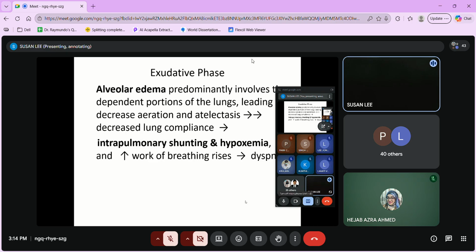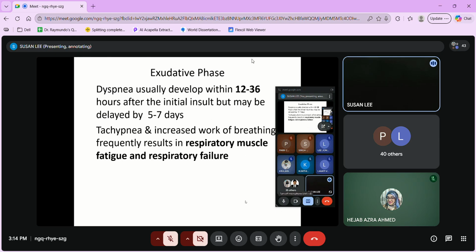ARDS. Okay, so the alveolar edema predominantly involves the more dependent portions of the lung, leading to decreased aeration and atelectasis, decreased lung compliance, which leads to increased pulmonary shunting and further deterioration of your hypoxemia, causing the increased work of breathing. That's why the patients complain of severe difficulty of breathing. Okay. And difficulty of breathing usually develops within 12 to 36 hours after the initial insult. However, sometimes we see a delay by as long as 5 to 7 days.